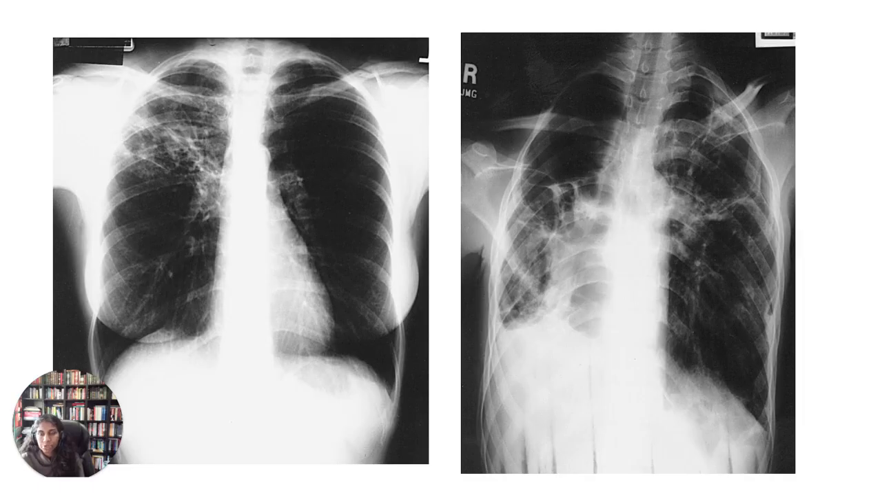So here are some chest x-rays. You can see on the left infiltrate in the right upper lobe, and then on the right hand side there is infiltrate in the superior part of the right lower lobe.